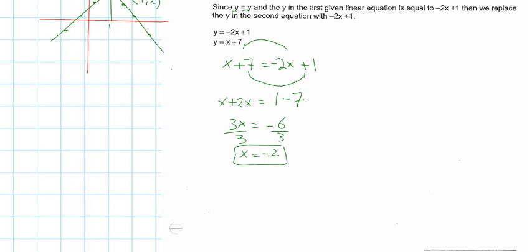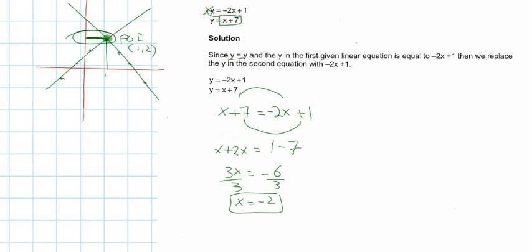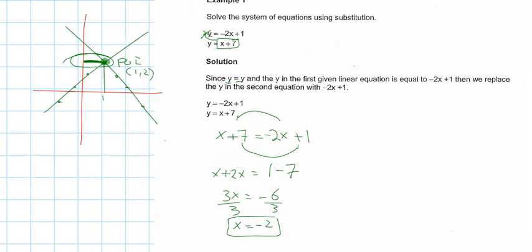Now I want to know what the value of y is, because remember that my point of intersection has both an x and y value. Okay? Because I know that x is equal to negative 2, I can replace x with negative 2 in one of the equations. It doesn't matter which one, it's going to give you the same answer. So let's try. If I replace this x with negative 2, that will be y equals negative 2 times negative 2 plus 1. What's negative 2 times negative 2? 4. Plus 1. What is that? 5. So my y equals 5.